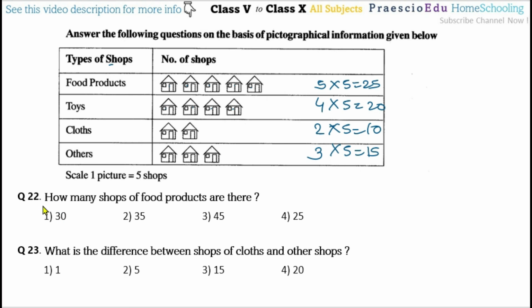So question number 22, how many shops of food products are there? So for food products, there are 25. So 25 means option number 4 is the correct one. Then question number 23, what is the difference between shops of clothes and the other shops? So clothes and the other shops means 10 and 15. So here the difference is 5. So that is given in option number 2.